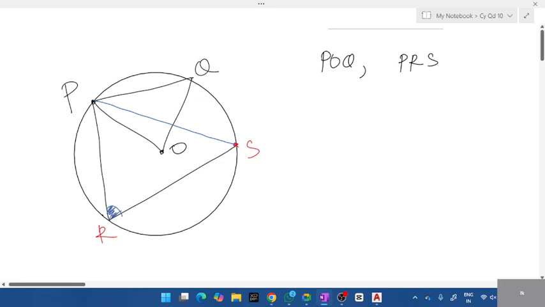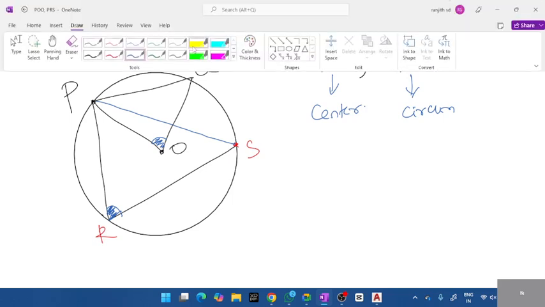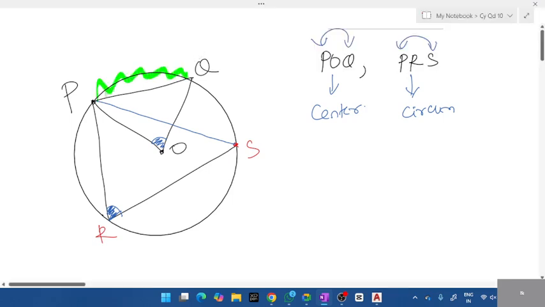Where are these two angles formed? POS is formed where? Center or circumference? It's formed in the center. Angle POS is formed in the center. What about PRS? PRS is formed in the circumference. But do they have the same base? Do they have the same arc? PQ and PS, are they same? Is the arc same here? No, right? The arc is different for both. So therefore, theorem one cannot be applied here. Is it clear?